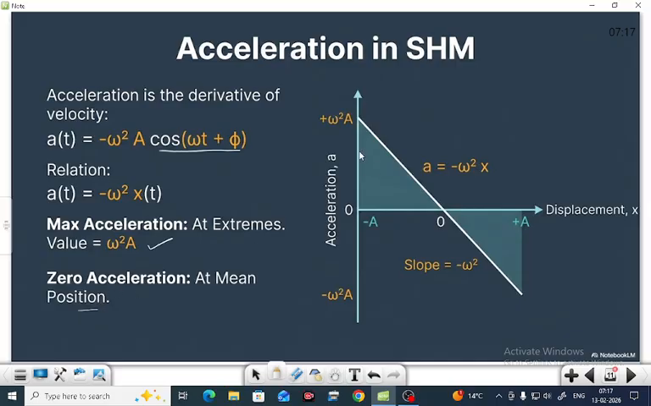So here is the velocity, acceleration, displacement graph. You see here, this is the maximum acceleration, omega square a, right? This is 0 at the mean position. Acceleration is 0 at the mean position, and again maximum at the extreme position, that is minus omega square a. This is plus omega square a, right? So in this way we find the value of acceleration. So this is the acceleration in simple harmonic motion, right? Maximum acceleration at the extreme is omega square a, and at the mean position, the acceleration is 0.